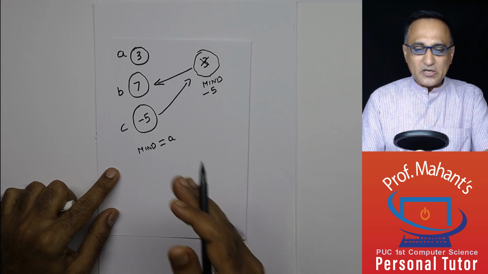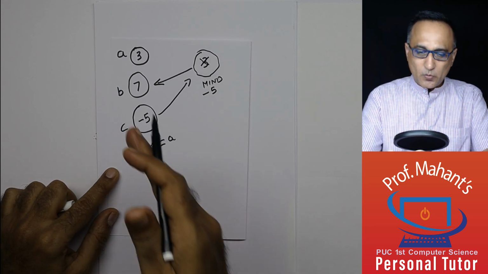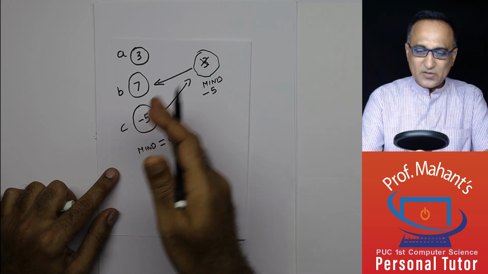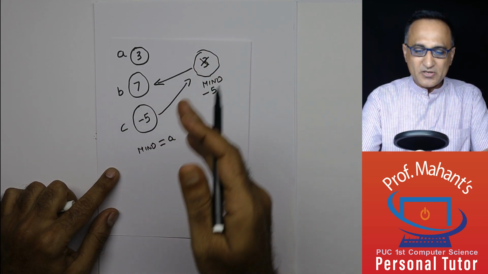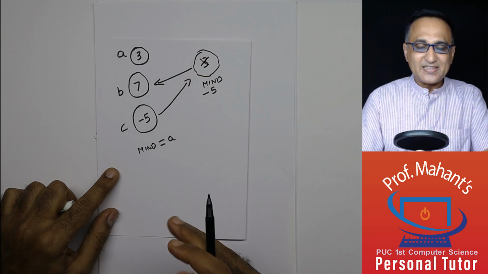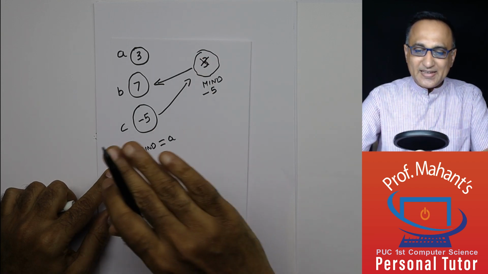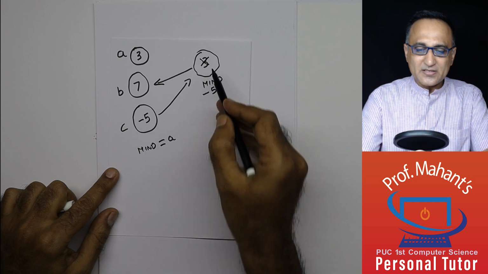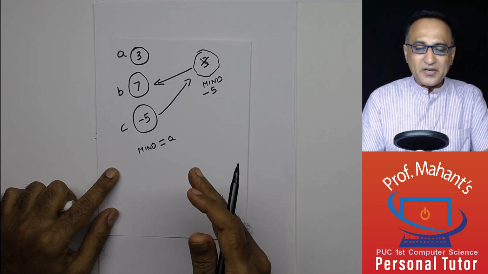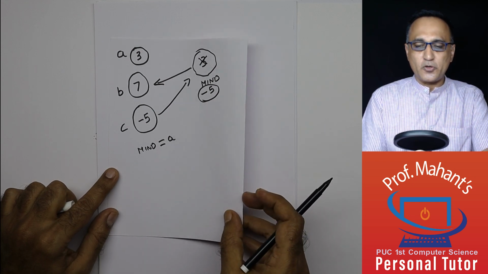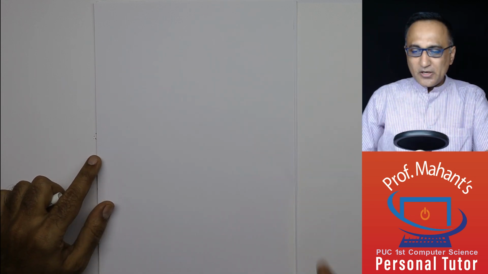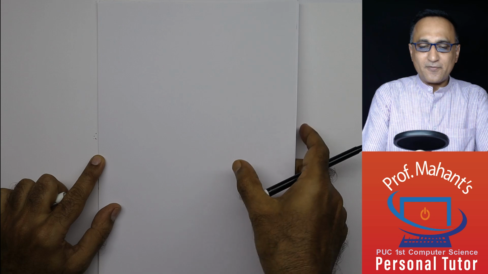After we process B, we come to C. We compare what is in C with mind. Once you compare what is in C with mind, obviously minus 5 is lesser than 3. So your mind erases 3 and puts minus 5 as the smallest. And when you print the value of the mind, it is going to print minus 5 as the output. So let us see how we go about drawing this particular flowchart.